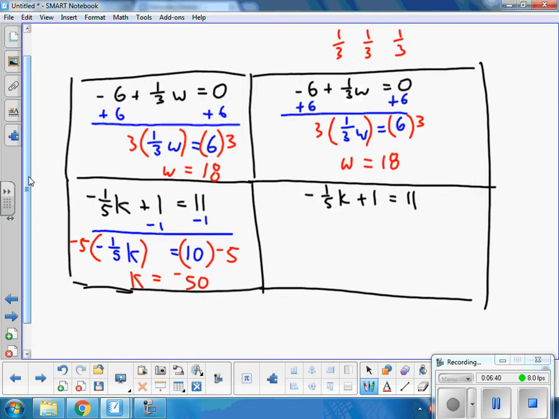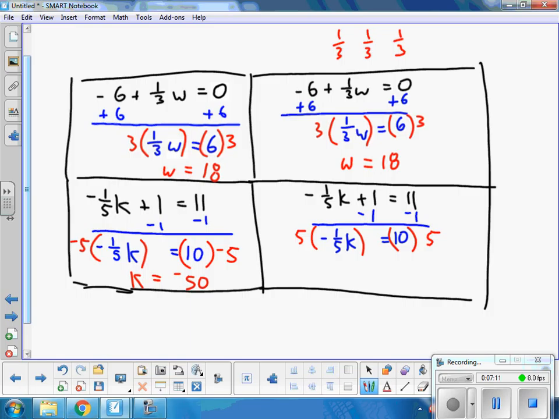The next one tells me I'm going to do my adding and subtracting first. So I'm adding 1, so I'm going to subtract 1 from both sides. And I'm left with negative 1/5 k equals 11 minus 1, which is 10. And I have 1/5 of a k. So how many do I need to make a whole one? I need 5 of those to make a full k. And so I'm going to multiply by 5 on both sides. That's what keeps it equal.